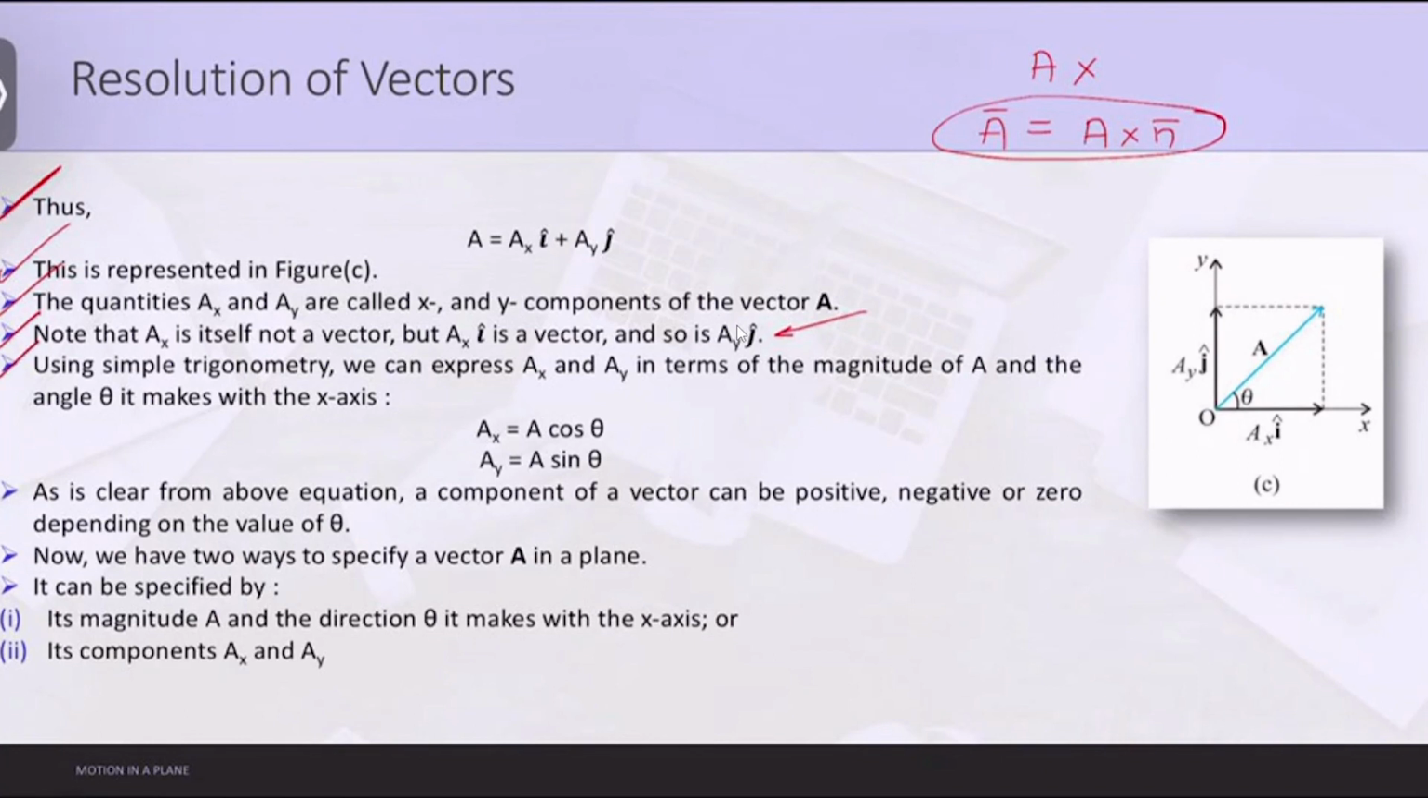Using simple trigonometry, we can express AX and AY in terms of the magnitude of A and the angle theta it makes with the x-axis. Let me explain how. Let us suppose this is your vector A. These are simple concepts, and very easy trigonometry is involved here.